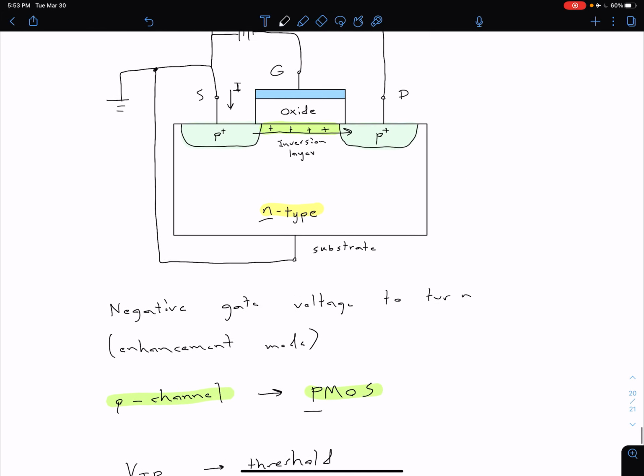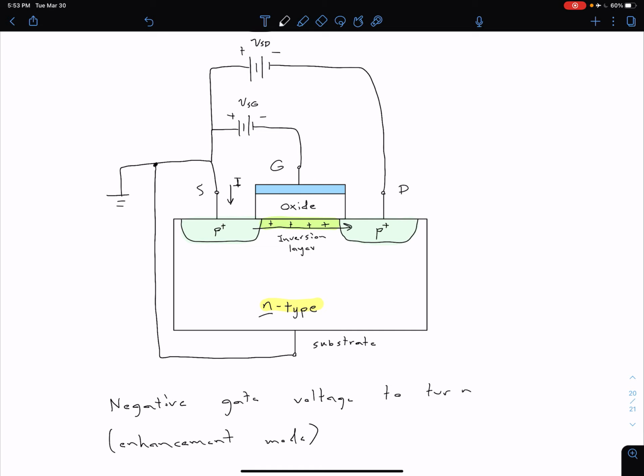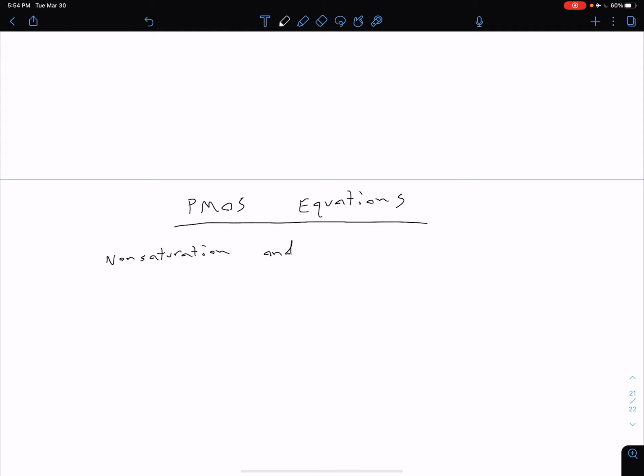Now that we have this basic understanding of the differences and how our voltage polarities are different, we can talk about equations for our PMOS device. So let's go ahead and talk about our PMOS equations. Again, same basic idea. If we were to draw a family of curves, we're still going to have our non-saturation region and saturation region, which are going to be separated by some saturation value of VSD. So we have non-saturation and saturation regions.